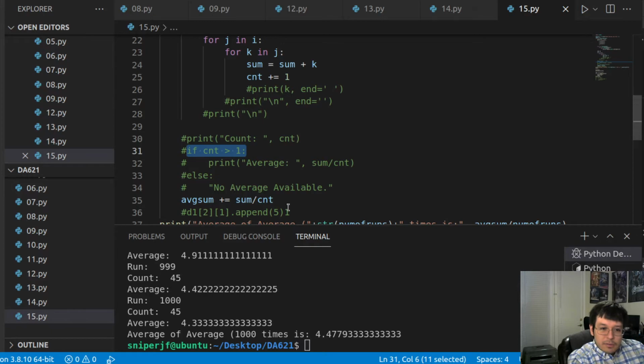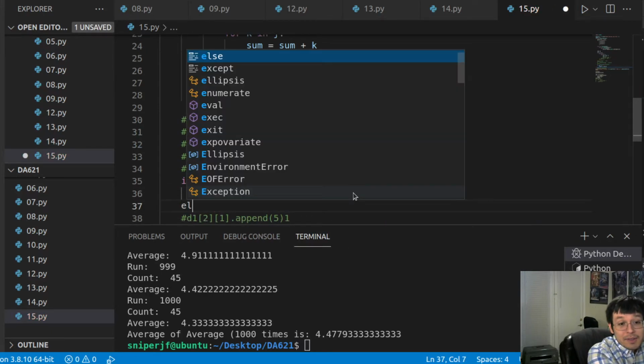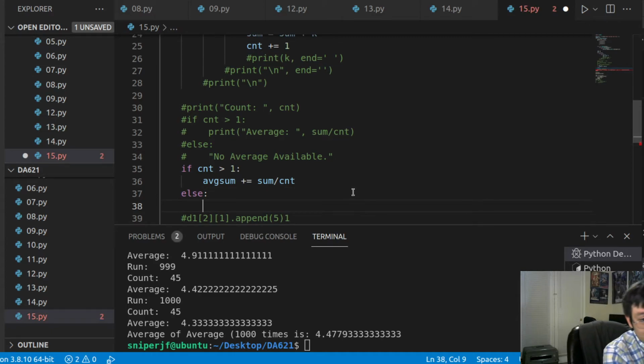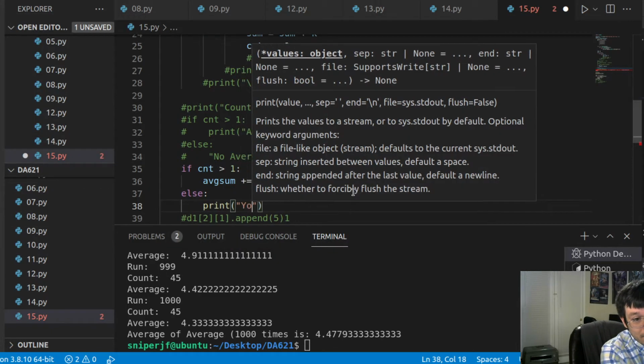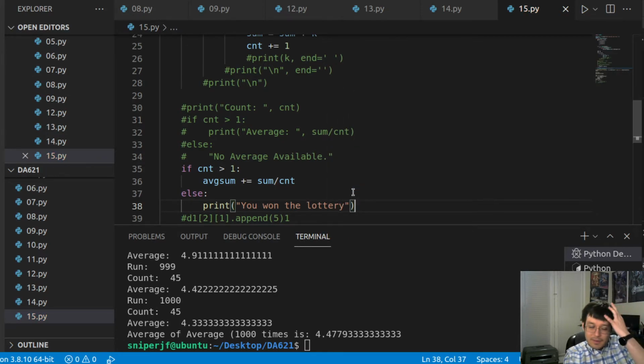Yeah, let's do that. Why not? Let's be safe. But if this actually does happen, I want to see it. So print, like, "you won the lottery," because the odds of that are so low that I want to see it if it happens, okay?